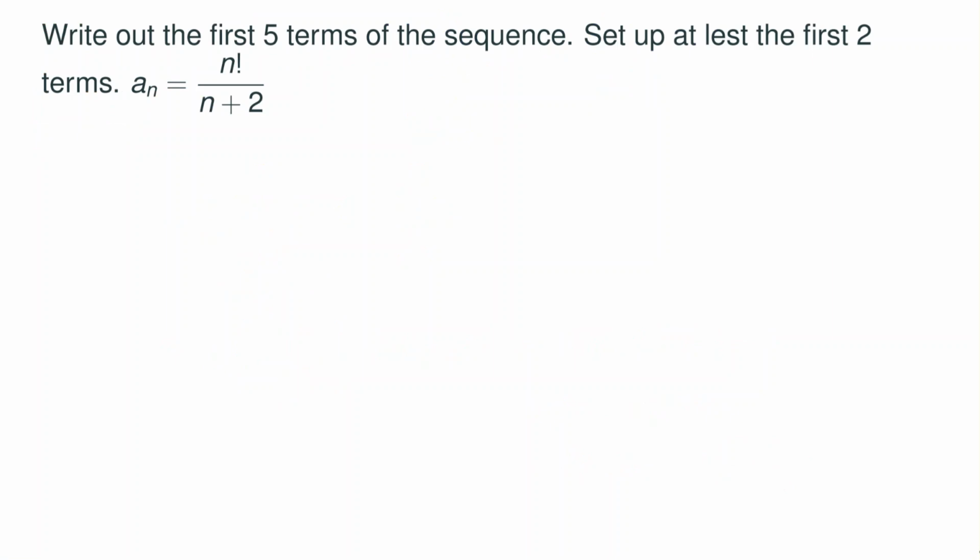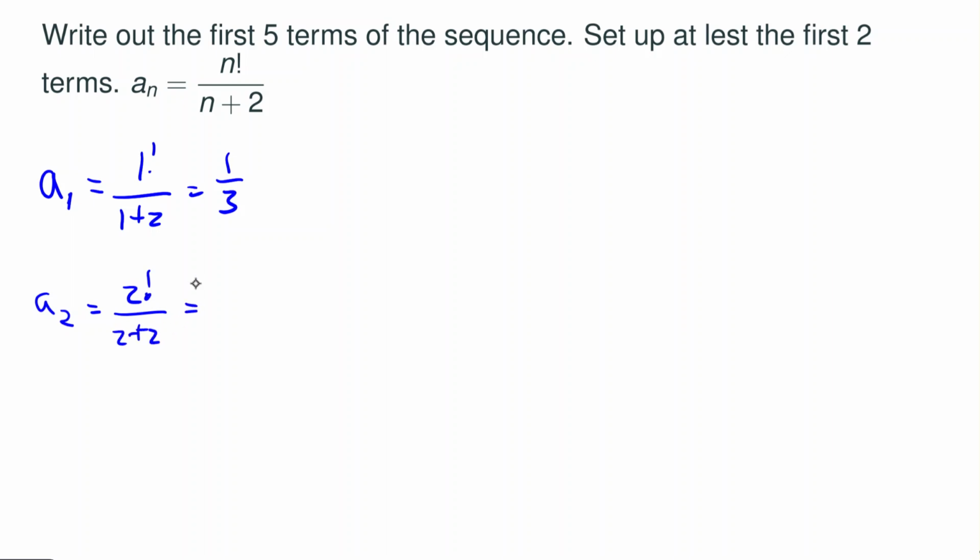Write out the first 5 terms of the sequence. So set up at least the first 2 of them. Let's do n equals 1. n is 1, so 1 factorial over 1 plus 2, which is 1 over 3. So this is the setup right here, and this is the first term. The second term, n equals 2, is 2 factorial over 2 plus 2. 2 factorial is 2 times 1, so it's just 2 over 4, which is 1 over 2.